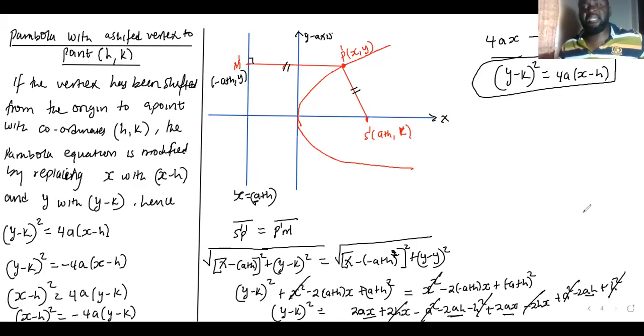So we are looking at a point that, if it was at the origin, remember before it was the focus (a, 0). But now we have shifted the x with a value of h, so it becomes a plus h. Then we have shifted y with a value of k, then k plus 0 becomes k. So that's why the focus changes to that.